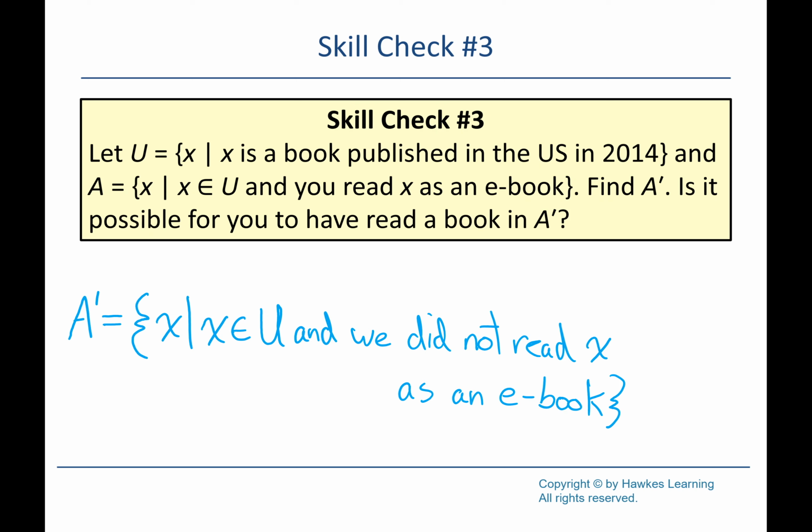Explain the first part again. Oh, okay, yeah. So I'm just copying them. All this says that X is a member of this set, so it's just in the universe. And to be in our universe, it just says it's a book published in the U.S. in 2014. So I'm just cheating. Instead of writing it's a book published in 2014 in the U.S., I'm just saying that again. That's what they did on theirs too. Just saying this is one of these books, and we read it as an ebook.